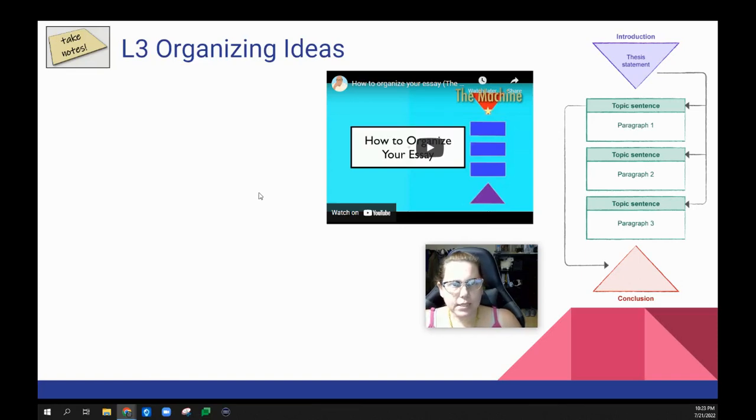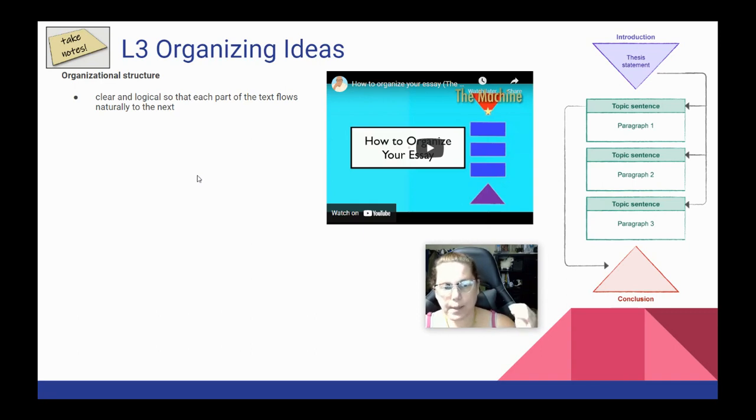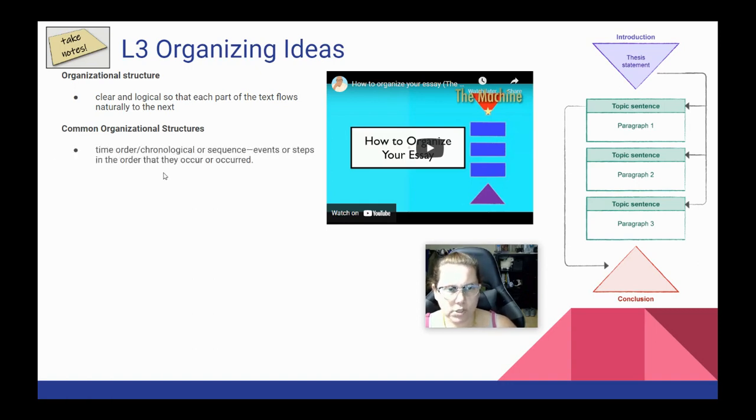Okay, for lesson 3, you're going to start learning about how to organize your ideas in the essay. So remember, an organizational structure needs to be clear and logical so that each part of the text flows naturally into the next part. So each paragraph has to flow naturally into the next paragraph, and it has to be in a logical order or a logical sequence of events.